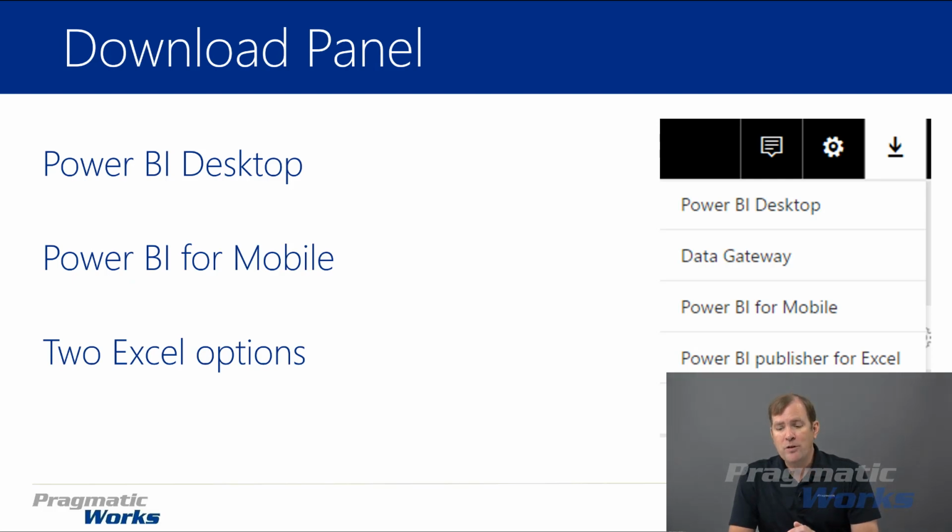The download panel you'll find in the top right. This is where you can download things like the Power BI desktop that we talked about in the first module. You can also get a link to the Power BI mobile app there. And there's 2 Excel options. The one you're really going to care about for this class is the Analyze in Excel updates.